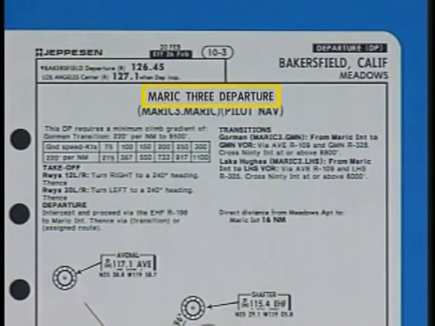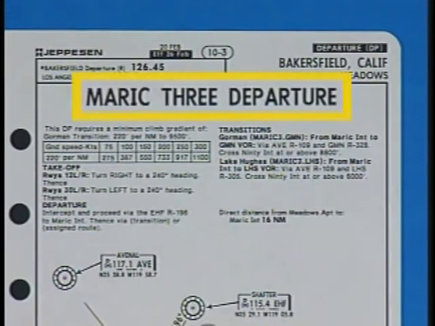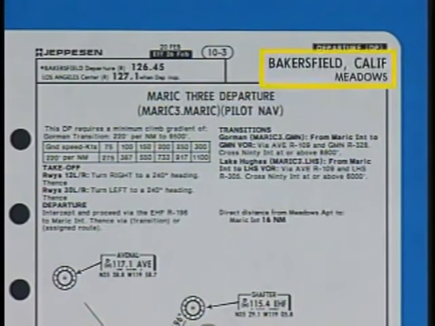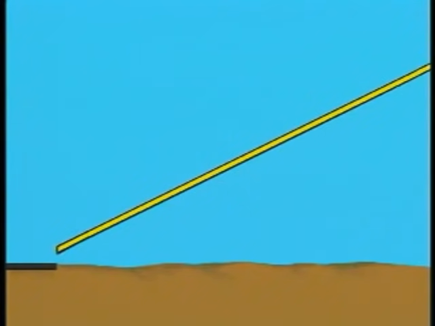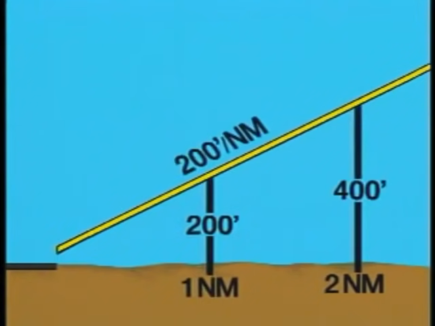The name of this chart is the Merrick 3 departure, which serves the Meadows Airport at Bakersfield, California. As was mentioned earlier, a DP provides an obstacle-free flight path. This is based, however, on your aircraft climbing at 200 feet per nautical mile after it crosses the end of the runway, at least 35 feet above the ground.